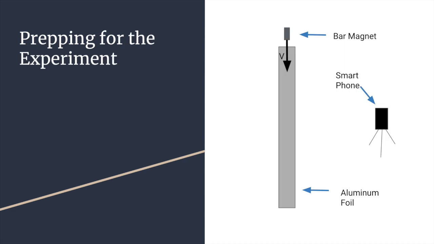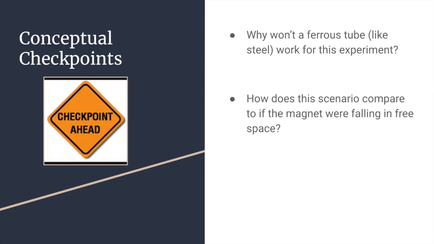Prepping for the lab. As you can see, the large gray rectangle represents the aluminum foil, which will be the tube that we'll be dropping the magnet through. At the top, you'll see the bar magnet with a downward velocity as we drop it. And then to the right, you'll see a smartphone, which will be recording the process so that we can know how long the magnet was inside the tube.